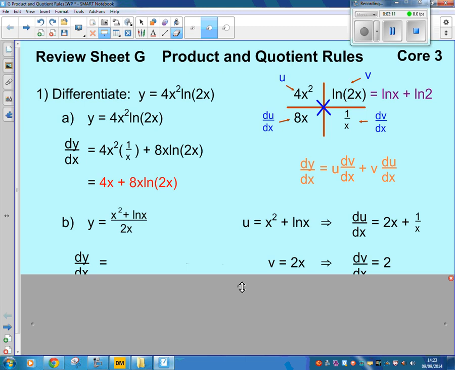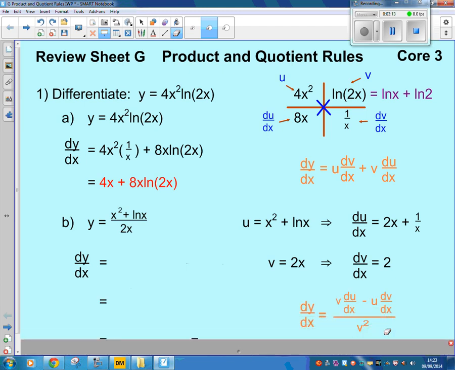Now we have to apply the quotient rule. Although it's not set out exactly the same way, it is in your formula book, so it's not one you need to remember. dy over dx is v du dx minus u dv dx, over v squared. Of course, if you can remember it, that's great. So dy over dx: v du dx is 2x times the 2x plus 1 over x. So it's 2x, and then the 2x plus 1 over x stays in brackets. Then take away u, x squared plus ln x, times dv over dx.